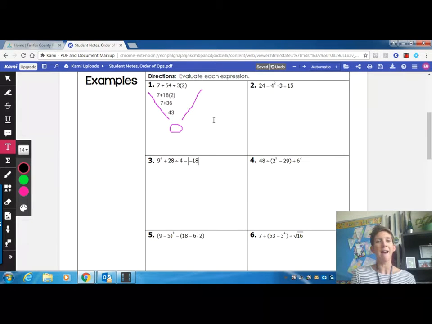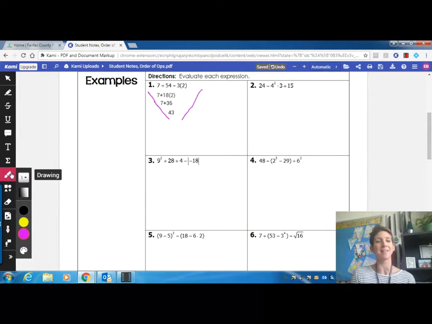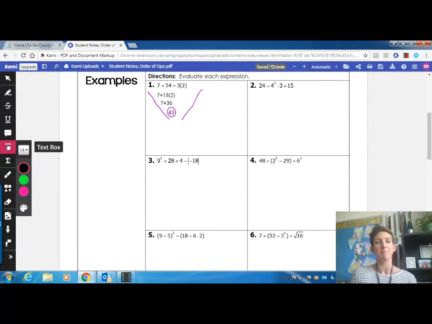And you can see we have that inverted pyramid. I didn't do a great job landing in my circle there. So let's get us a new circle to show our final answer and make it clear for everyone that 43 is our final answer. Let's look at number 3 now together.